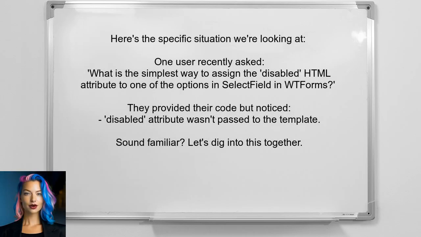Here's the specific situation we're looking at. One user recently asked, what is the simplest way to assign the disabled HTML attribute to one of the options in SelectField in WTForms? They provided their code but noticed that the disabled attribute wasn't being passed to the template. Sound familiar? Let's dig into this together.